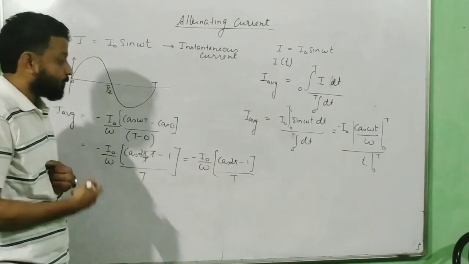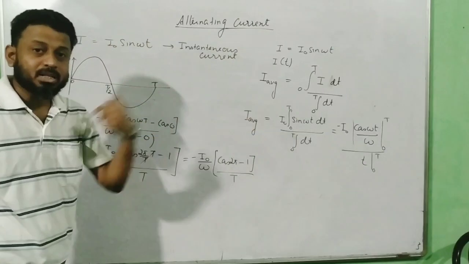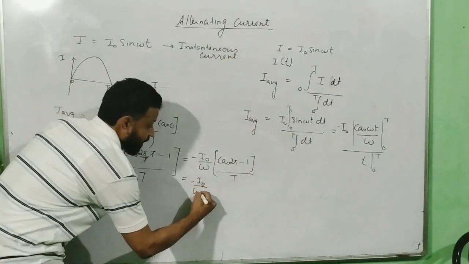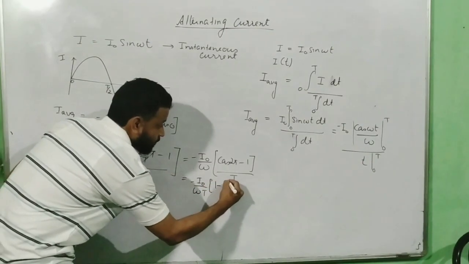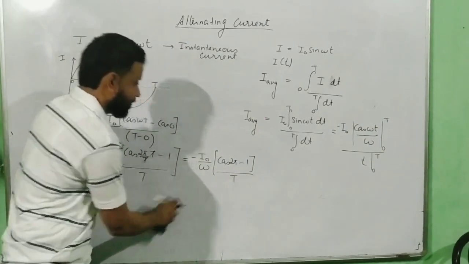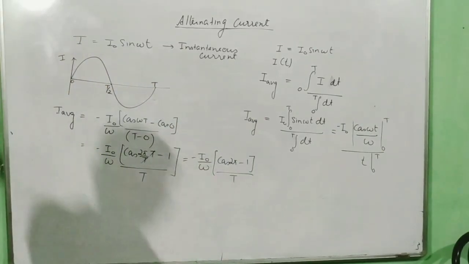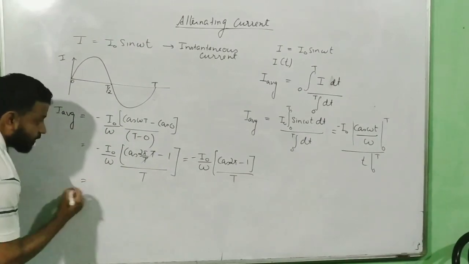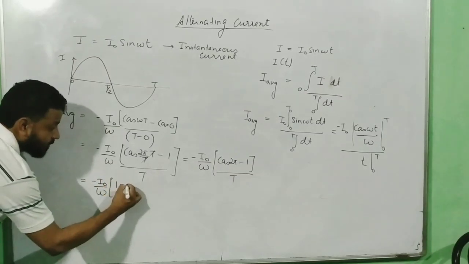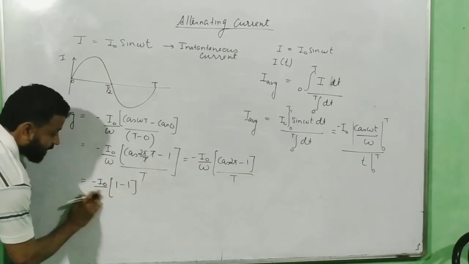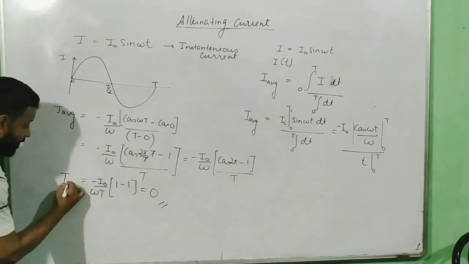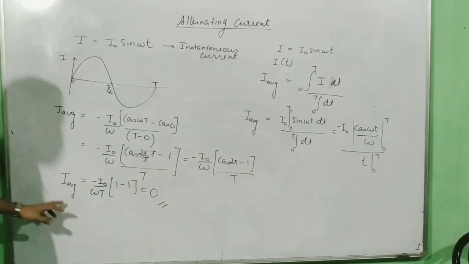What is cos 2 pi? If you see the graph, cos 2 pi is again 1. So this is again equal to 1. So minus I naught by omega T, and this is 1 minus 1. How much is 1 minus 1? It is 0. So what we have found is that the average value of current is 0.